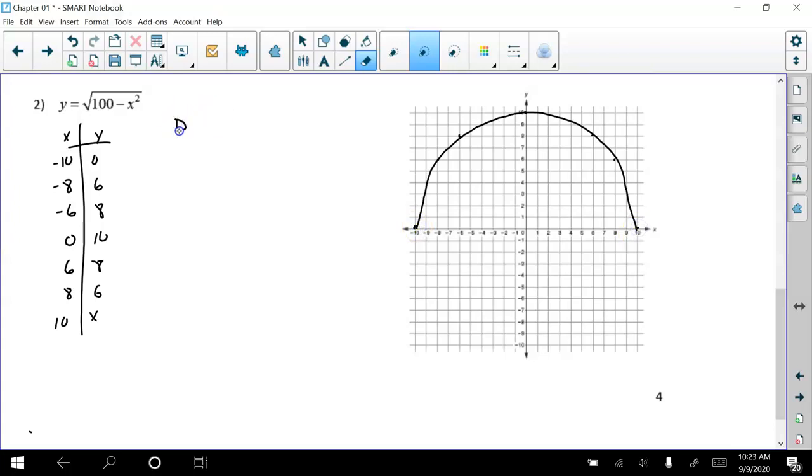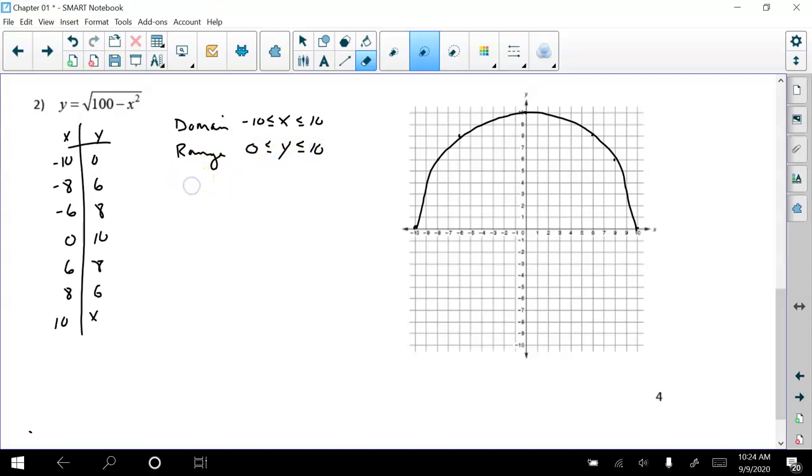So our domain, all of our input values that we can use, are between negative 10 and 10, including those values. So that's our domain. Our range is all the values between 0 and 10. So our range is another inequality, 0 less than or equal to y, less than or equal to 10.